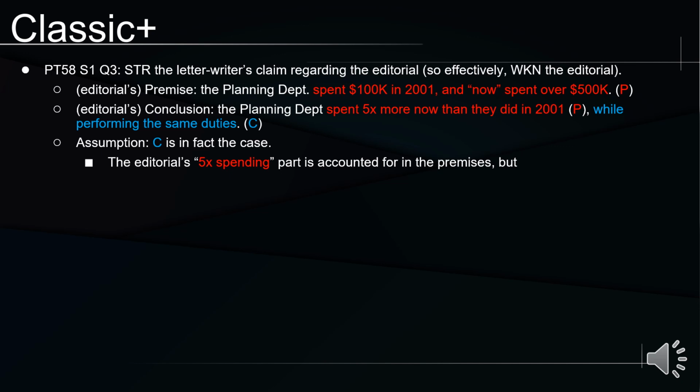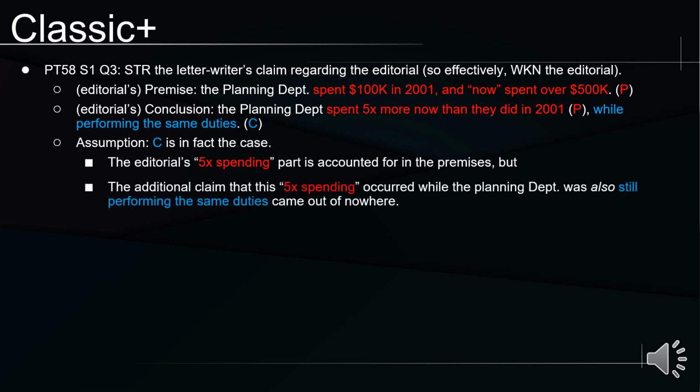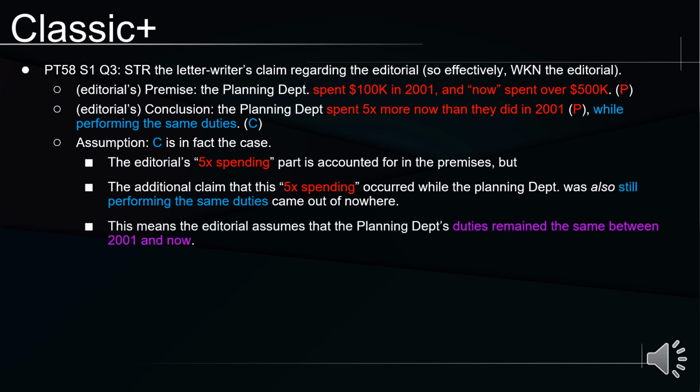So the assumption takes a slightly different form than the P versus C scenario. The editorial's 5x spending part, like I've been saying, is accounted for in the premises, but the additional claim that this 5x spending occurred while the planning department was also still performing the same duties, that came out of nowhere. So this means now that the editorial assumes that the planning department's duties remained the same between 2001 and now. Again, we don't know when now is, but it's just not 2001, right?